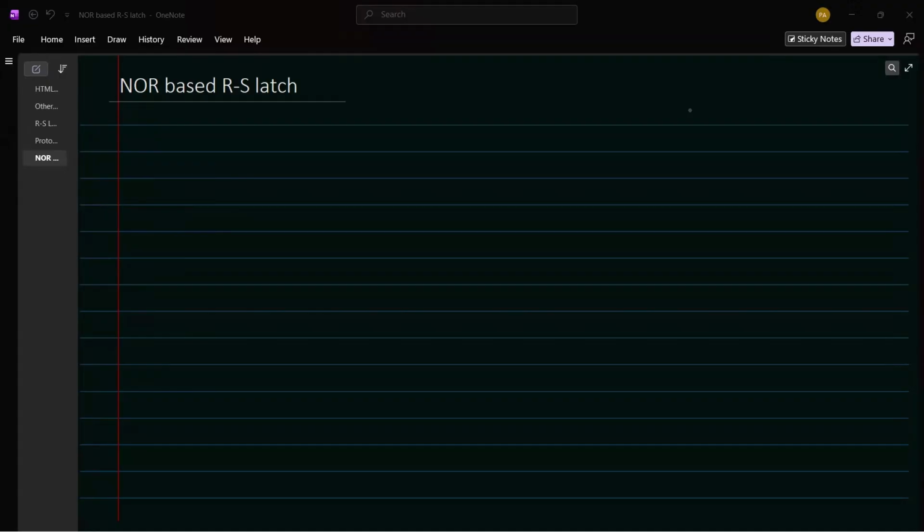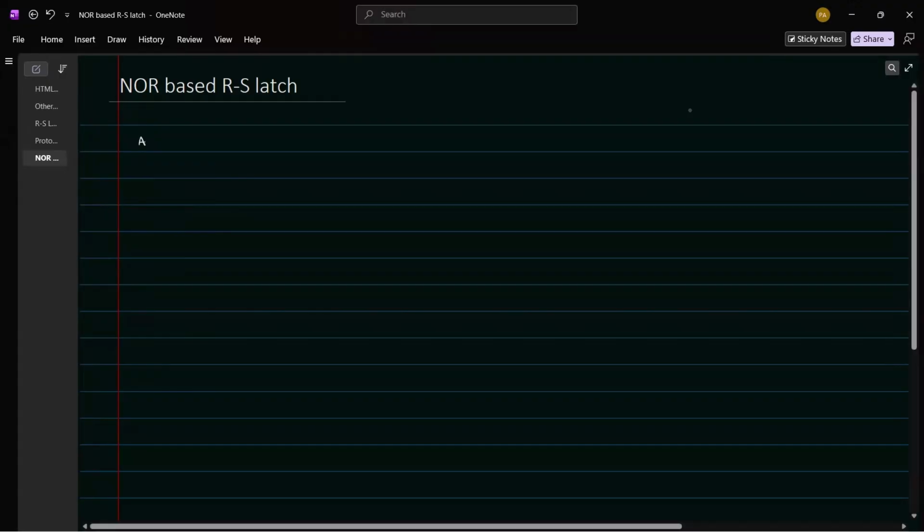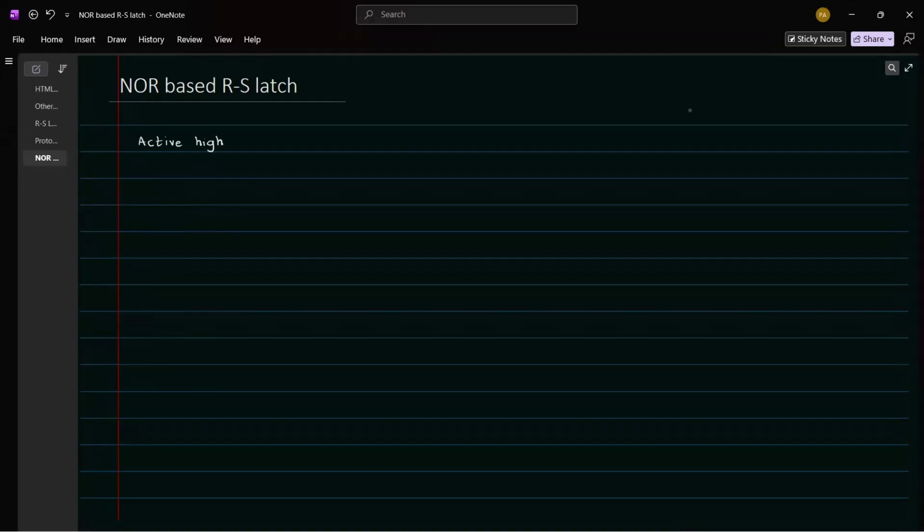There is a small thing I need to teach you: an idea called active high. What does active high do? Well, active high means the truth table or the logic circuit works for the inputs when the inputs are 1. It is designed when inputs are equal to 1.